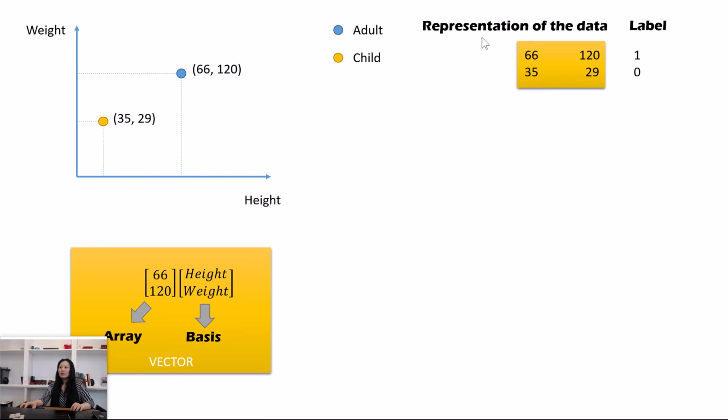Now put this into a representation of the data. We will put the first column for height, the second column for weight. We also will have the label that corresponds to the row. So each person's information will be complete in one single row. First row is for the adult and second row is for the child. And we call this a binary classification system for labeling.